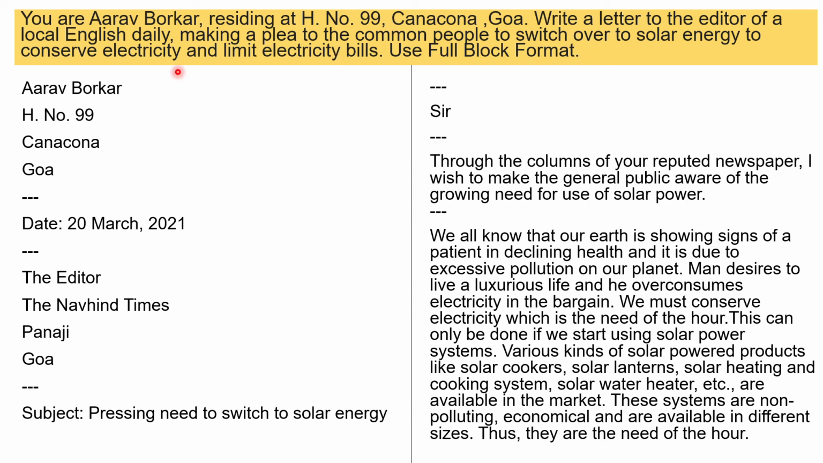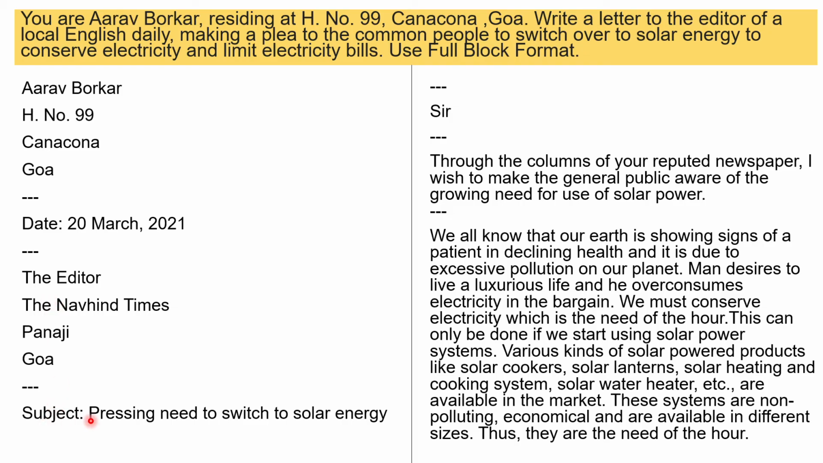Okay, so you will start with the name of the sender on top, Arav Bodkar, house number 99, Kanpur, Goa. Okay, then you leave a line, then you will write the date, 20 March 2021, or you can use March 20, 2021, whichever, but as long as there is no TH here. Then you leave a line, the designation of your receiver. We're writing to the editor, so you will write the editor, that's his or her designation. Okay, a local English daily, anyone you can take. Make sure it is an English daily because that's what they've asked you here. Okay, so the Navan Times, Pancham, Goa. Okay, we do not need the name of the receiver, only the designation.